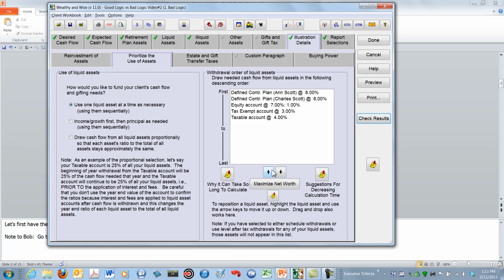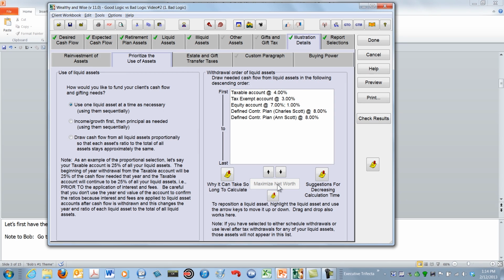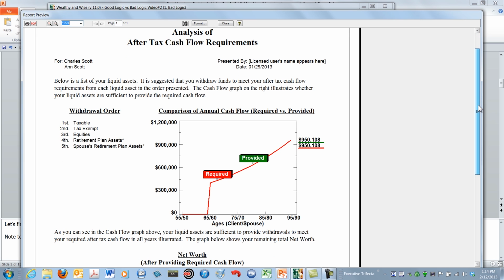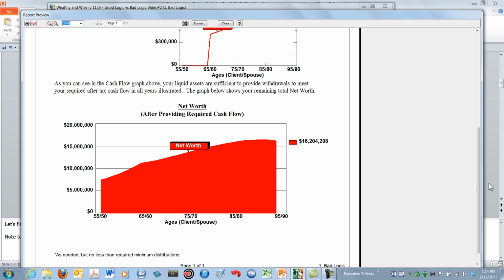Let's go back and hit the max net worth button. This is an absolutely terrific algorithm built into the system, because what it will do is automatically reorganize the assets to produce the best possible results. And you're going to be surprised here at the difference. We check results this time, and we come up again with the same pattern of cash flow provided. And watch the net worth. Instead of 3.6 million, it's 16.2 million. The difference between those two is pretty amazing.